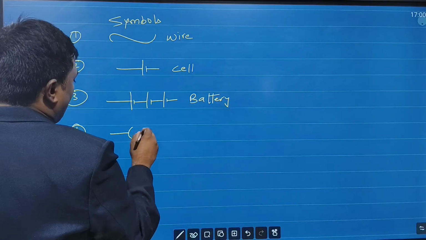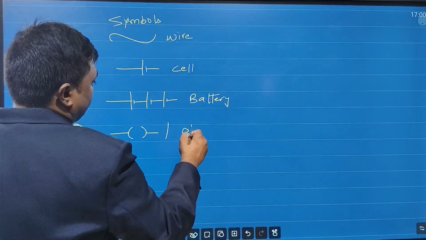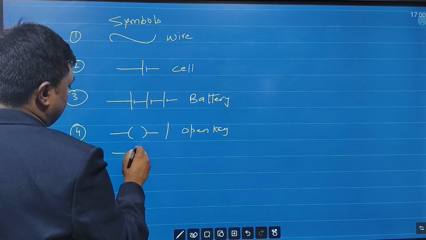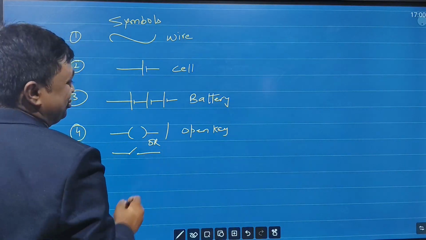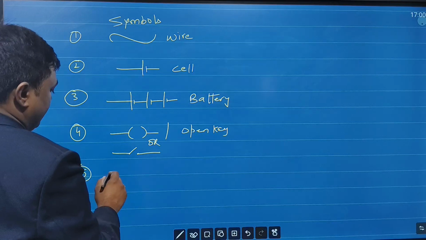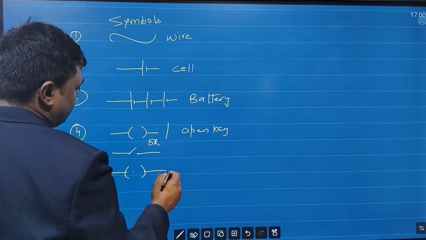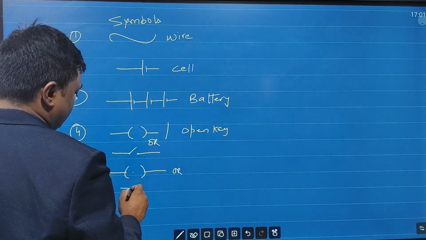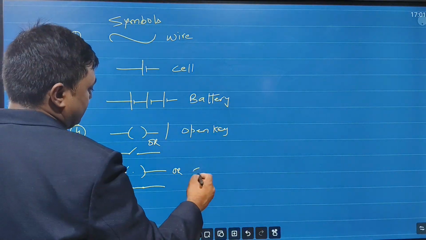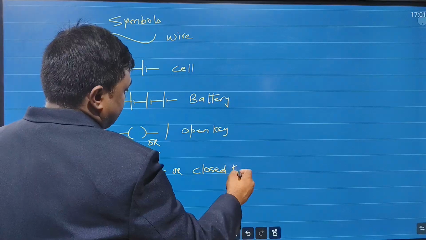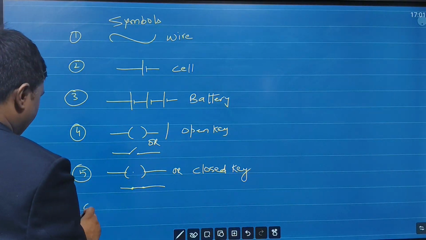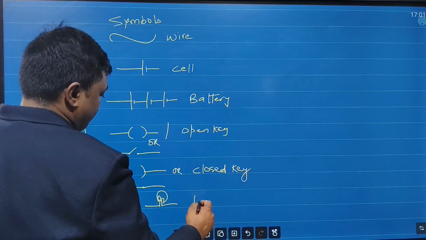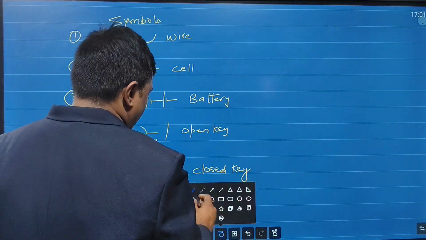This is the symbol of an open key. Open key we write like this, or like this. Closed key we write like this, with a dot, or we write like this, where this one and this one join here. This is a closed key. Is it clear? Next we talk about the lamp or bulb. This is a lamp or bulb.